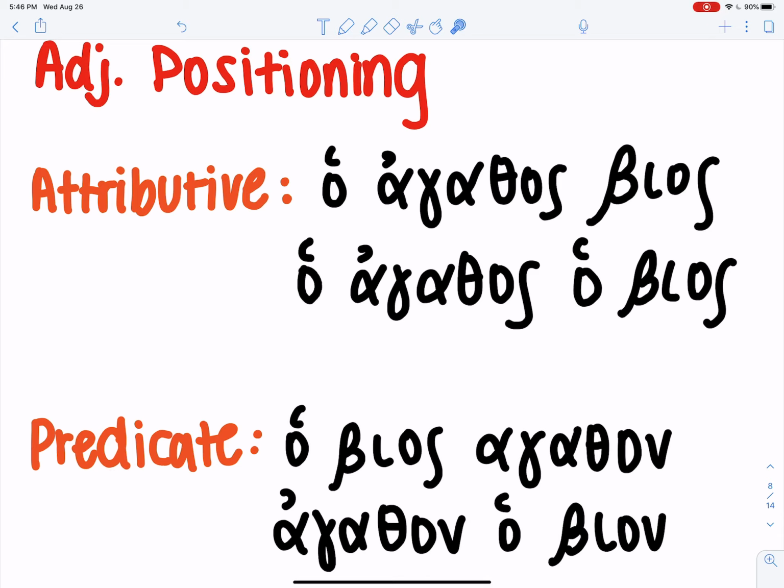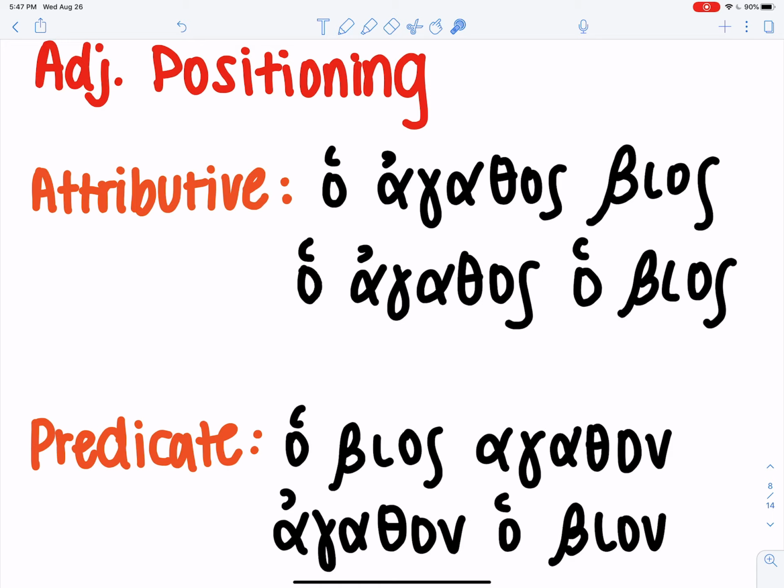Attributive means that your adjective follows your definite article directly. So the adjective is right after your definite article. This can come in a couple forms. So with our first example, we see ho agathos bios, where the agathos is following the ho immediately. But in the second example, we see that just because the adjective has a definite article right before it doesn't mean the noun can't too. This is still attributive position. All that matters is that the definite article is followed directly by an adjective.